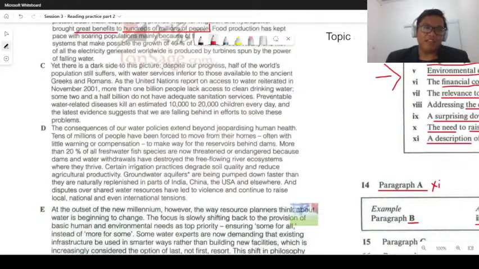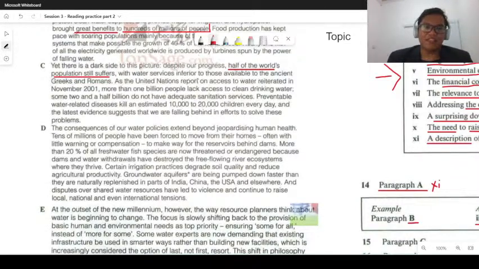Yet there is a dark side to this picture. Despite our progress, half of the world's population still suffers. Okay, so there is a negative connotation here, right? So this paragraph talks about something that's negative, right? We need to always highlight the essence of the paragraph once we notice it, right?